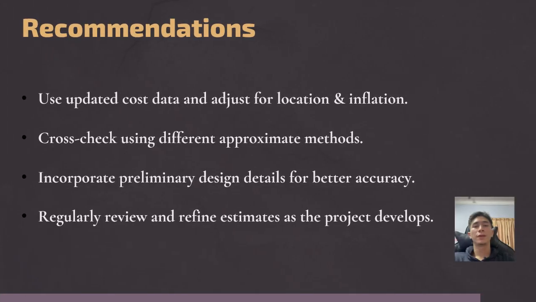To improve the accuracy of approximate estimating, several steps can be taken. First, always use updated cost data and adjust for inflation and location factors. Second, cross-check the results using more than one method, such as comparing with the storey enclosure method. Third, incorporate preliminary design details and consider material quality and finishes where possible. And finally, continuously review and refine the estimate as the project design develops and more information becomes available.